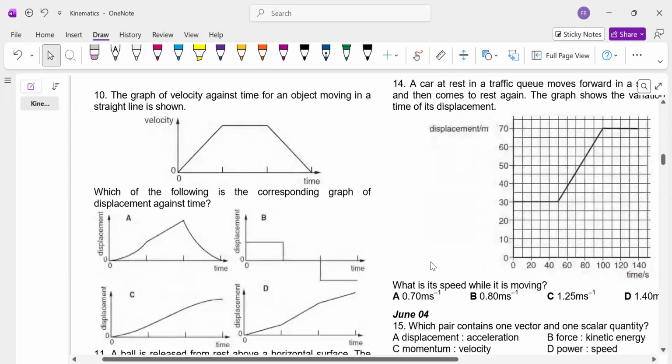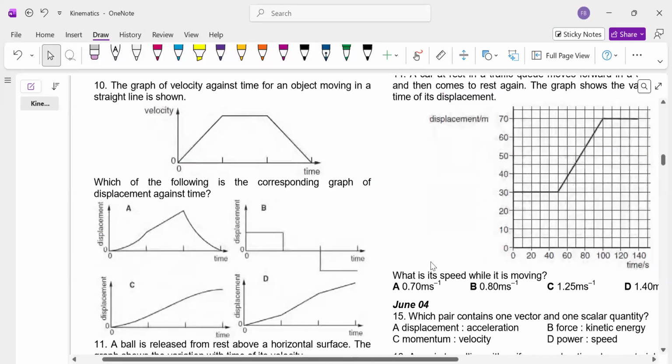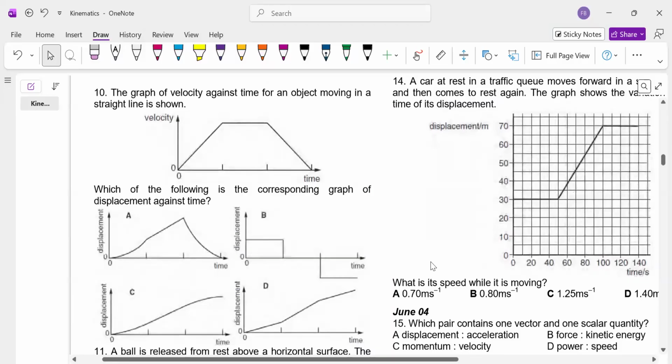For displacement, it will be increasing firstly, then velocity. I think it will be like this. Can you zoom in a little bit?